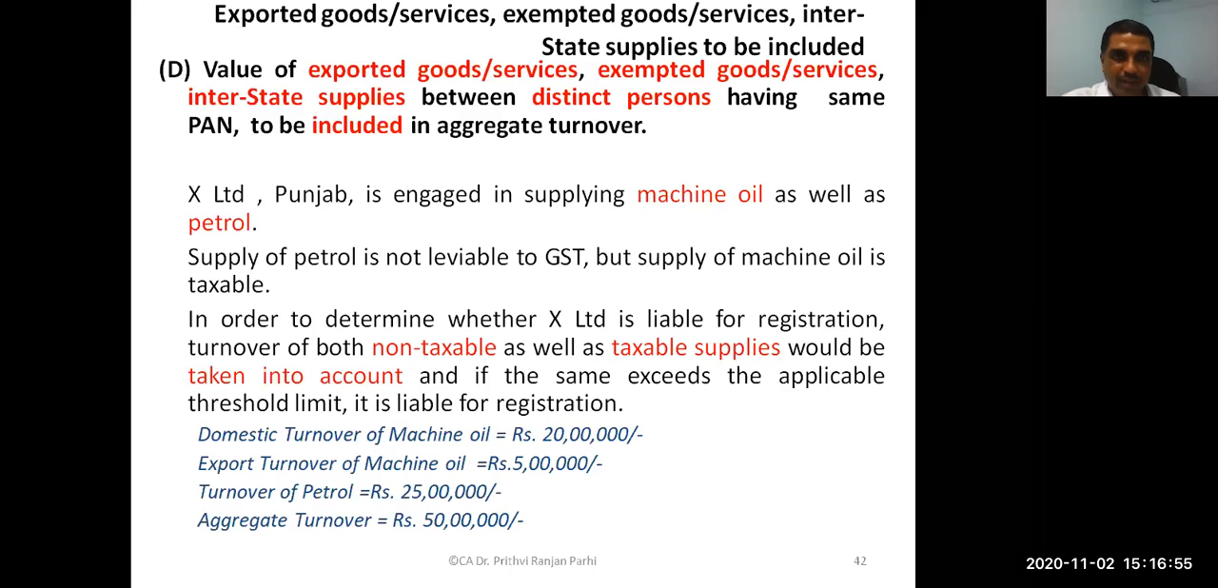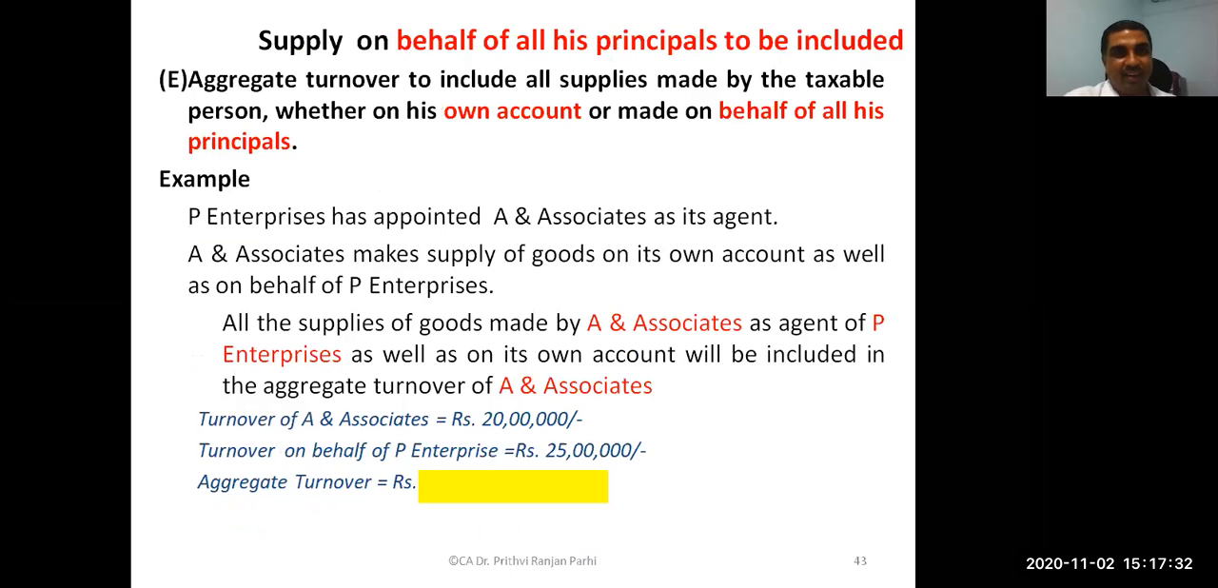Okay, sir. But you see, I also told you the value of exported goods and services, exempted goods or services, and interstate supply between distinct persons, all these things have to be included in aggregate turnover. GST is not payable on petrol, but petrol turnover will be included. Similarly, GST is not payable on export sales, but export turnover will be included to arrive at the aggregate turnover. Are you getting? Yes, sir. Okay.